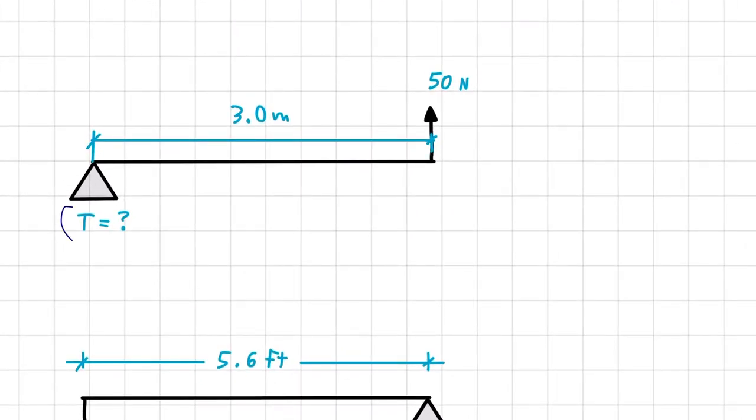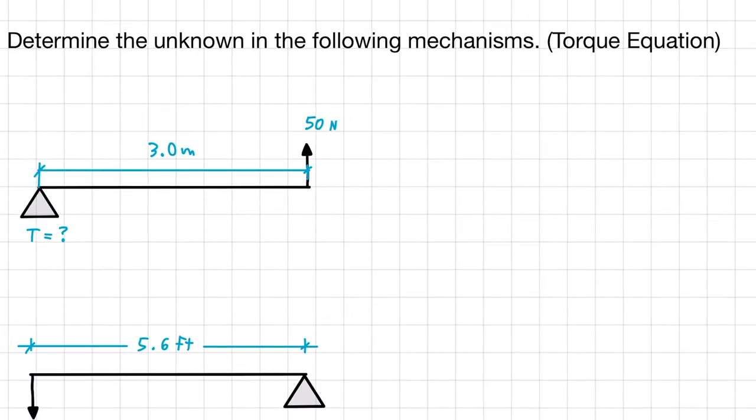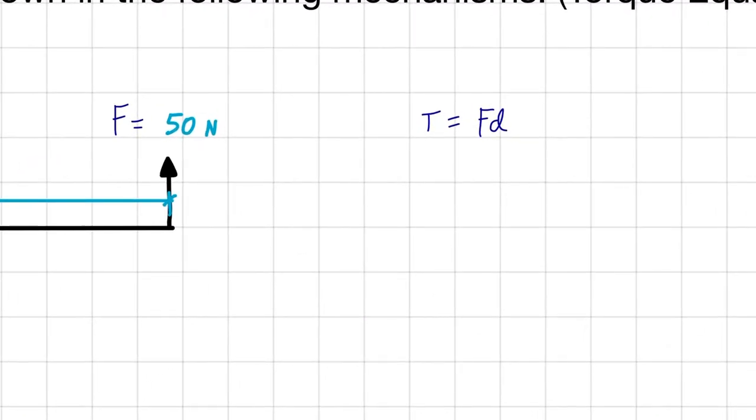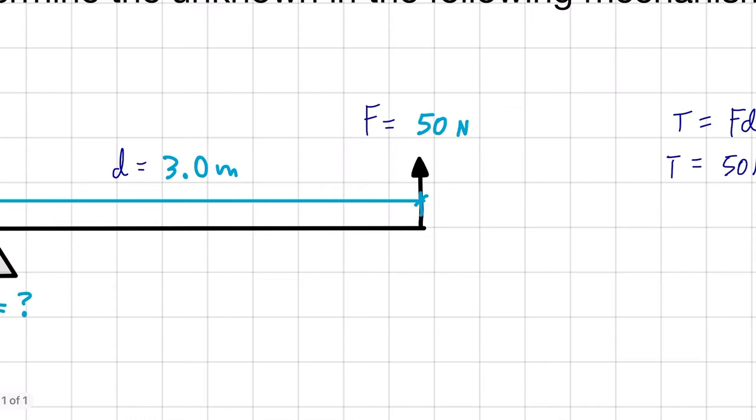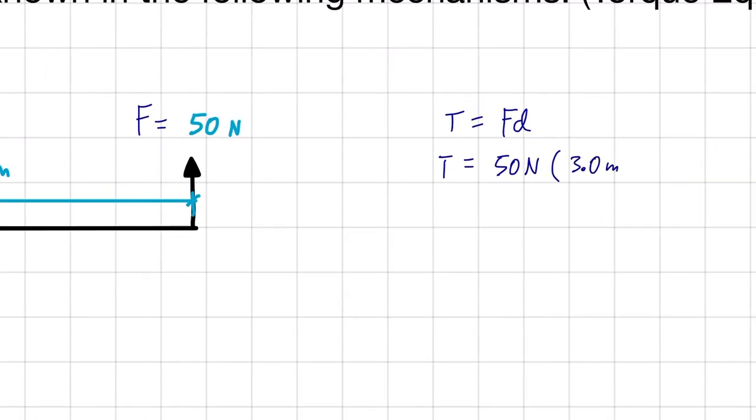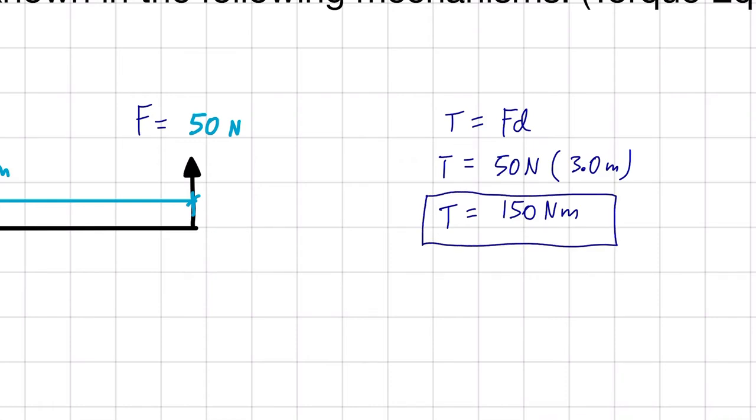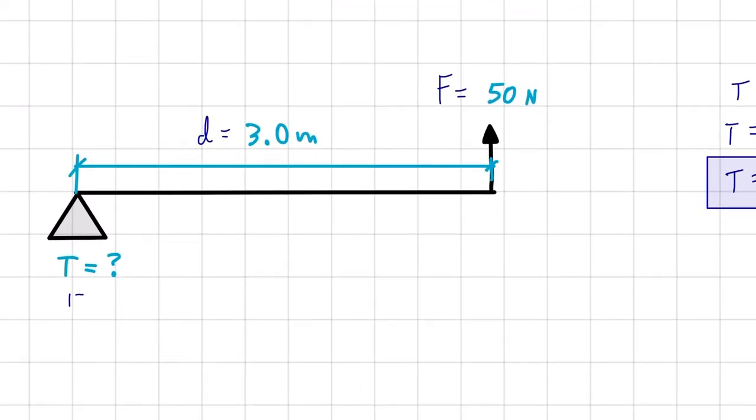So here our unknown is the torque. This is our distance, and this is our force. So our equation, torque is equal to force times distance, tells us that torque is equal to 50 newtons times 3.0 meters. And you just have to put this in your calculator. It tells us that torque is equal to 150 Newton meters. So the torque here is 150 Newton meters.